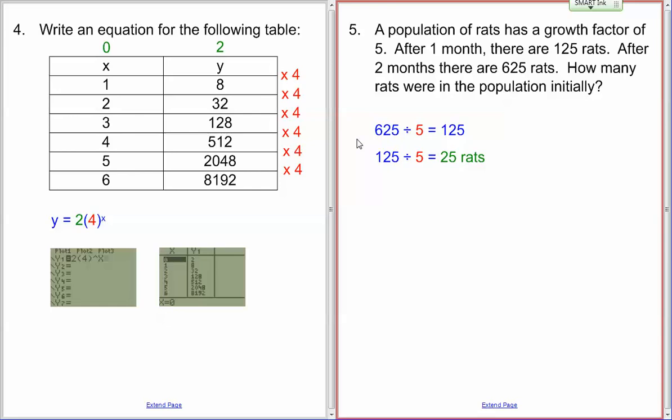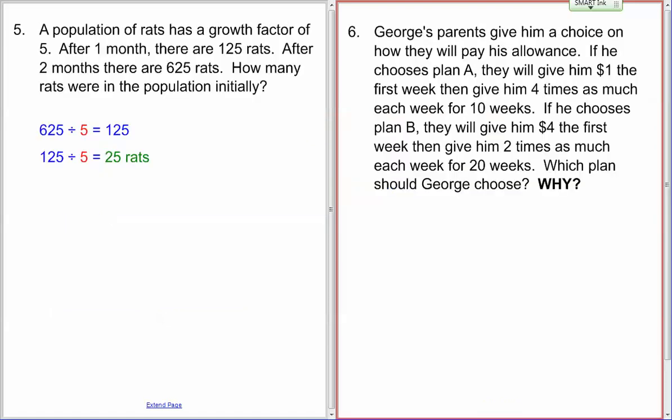And also, if I wanted to find out month 3, I would just take 625 and multiply by 5. Gross. That's a lot of rats.